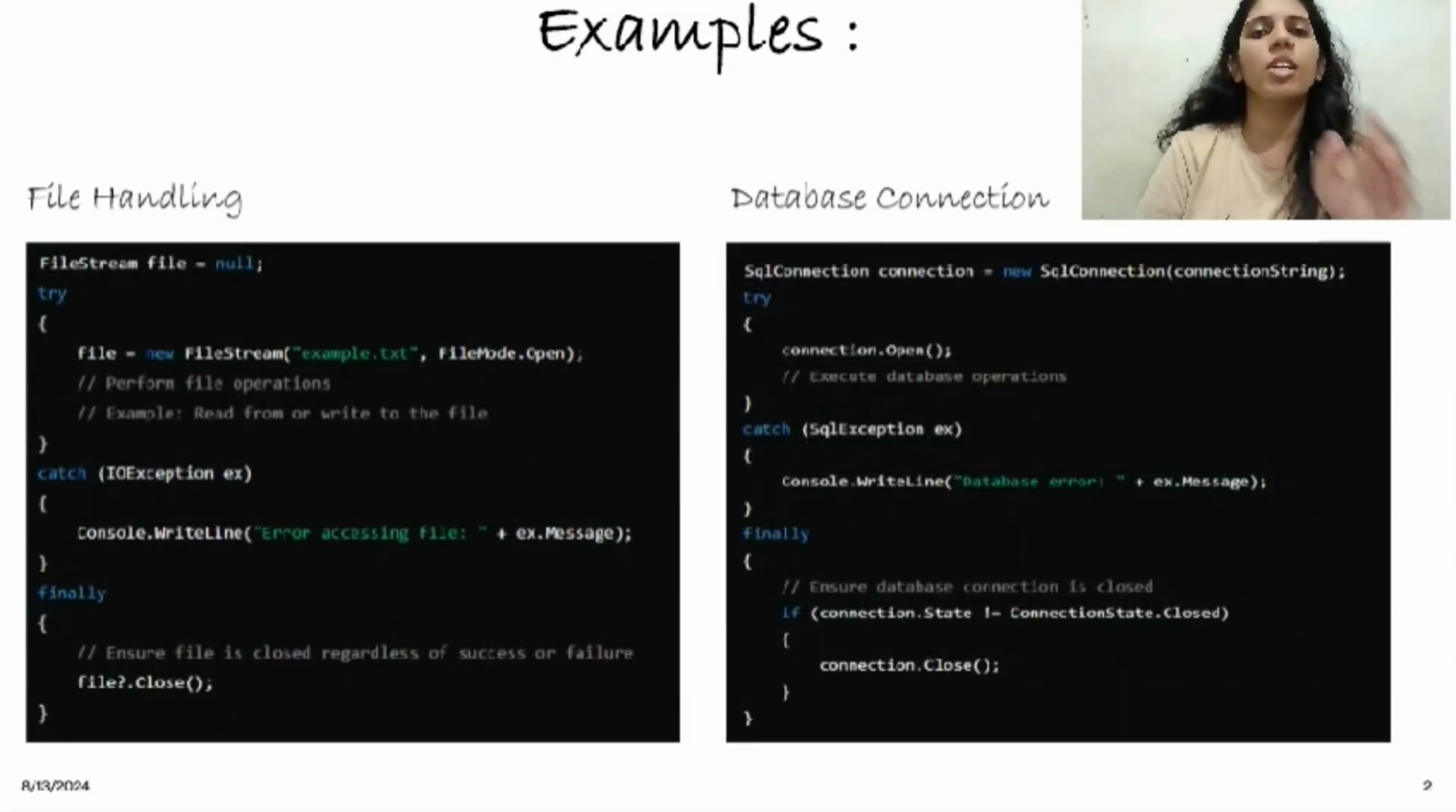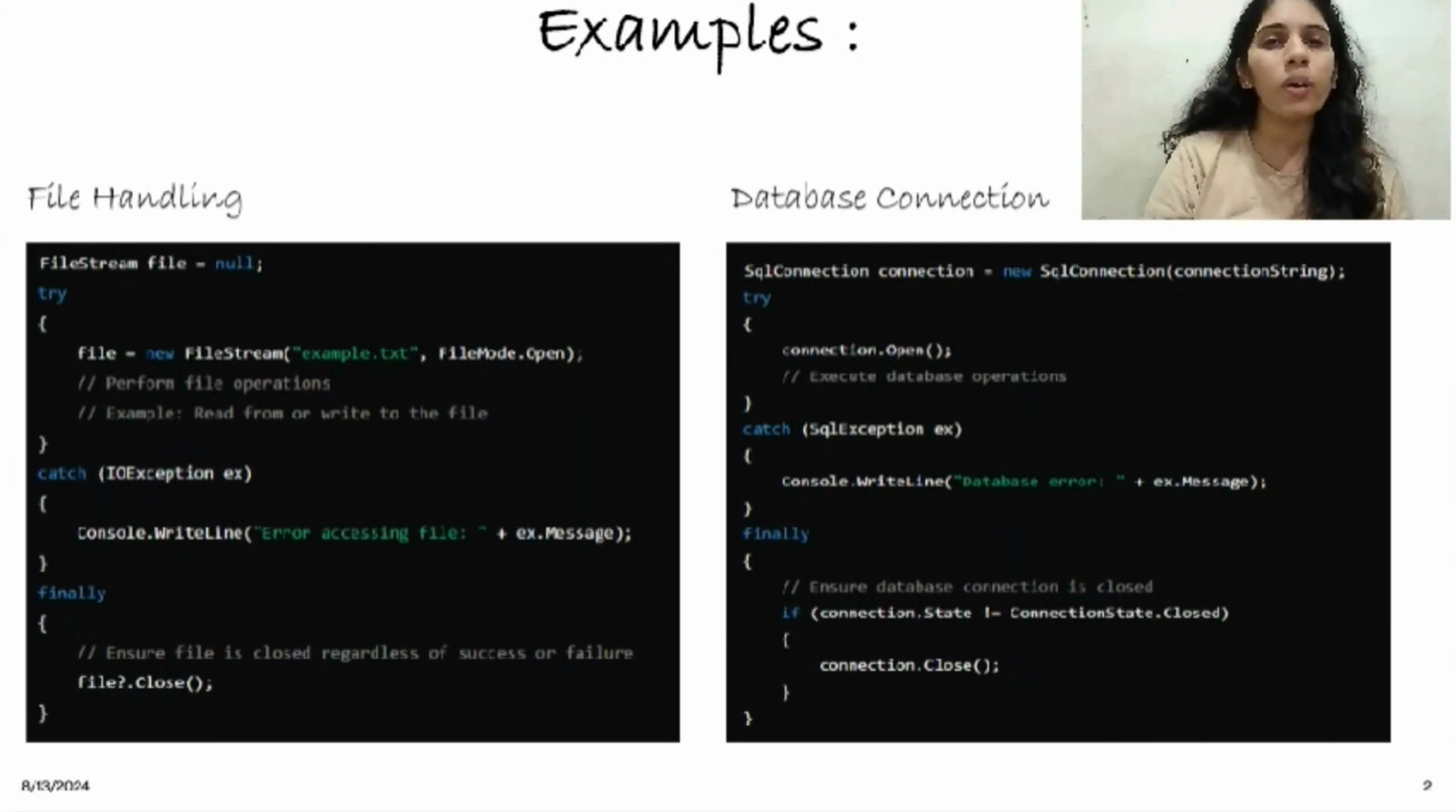In file handling, the file stream is null. In the try block, for example, it will open the file and read the file. If an exception occurs, the catch block will try to handle the exception. If it doesn't solve it, it will show the error accessing file. Then the finally block comes in, the file will be closed and it will show the file is closed. Next, the database connection.